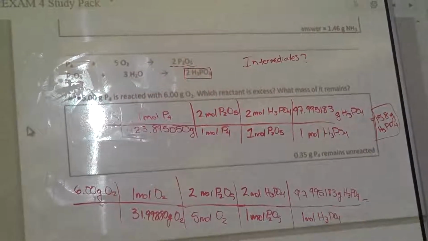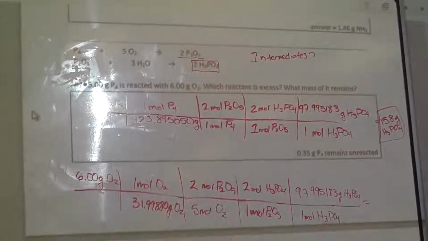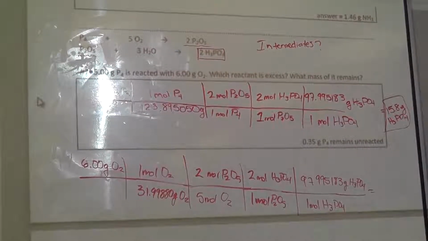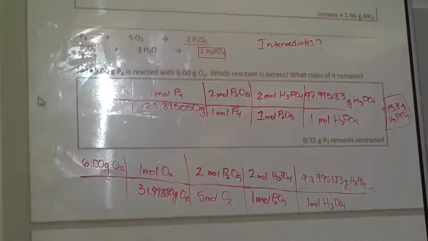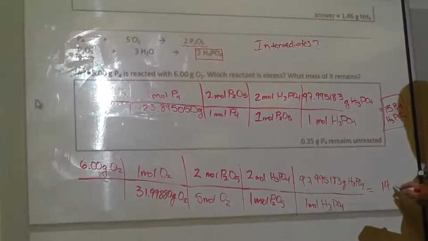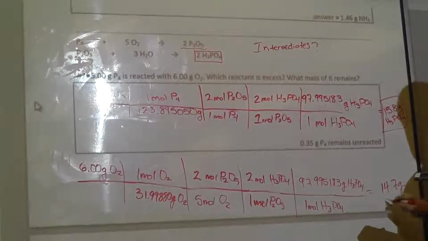Now then the second part is going to be your production from your O2. So you're going to take 6 grams times 2. I multiplied it out for you. It's 14.6998. So 14.7. Yes.